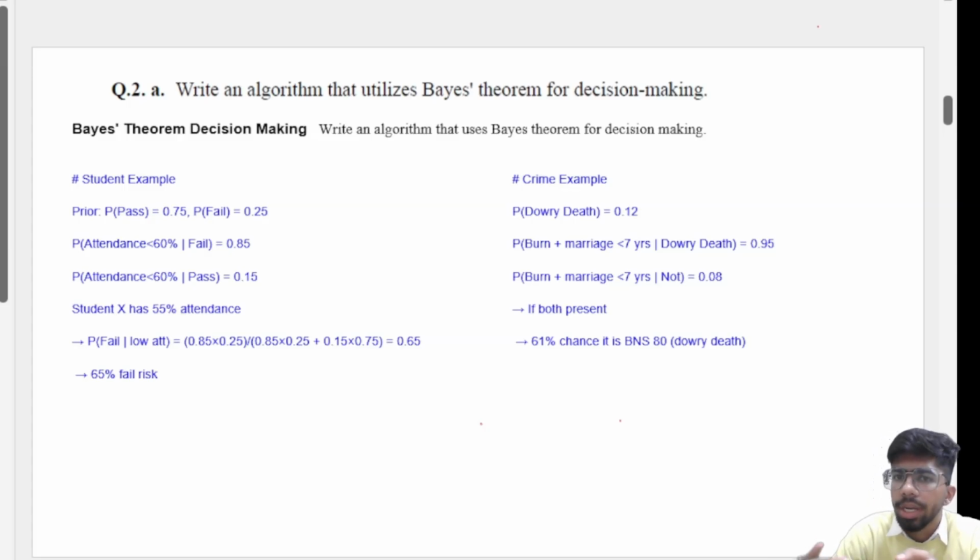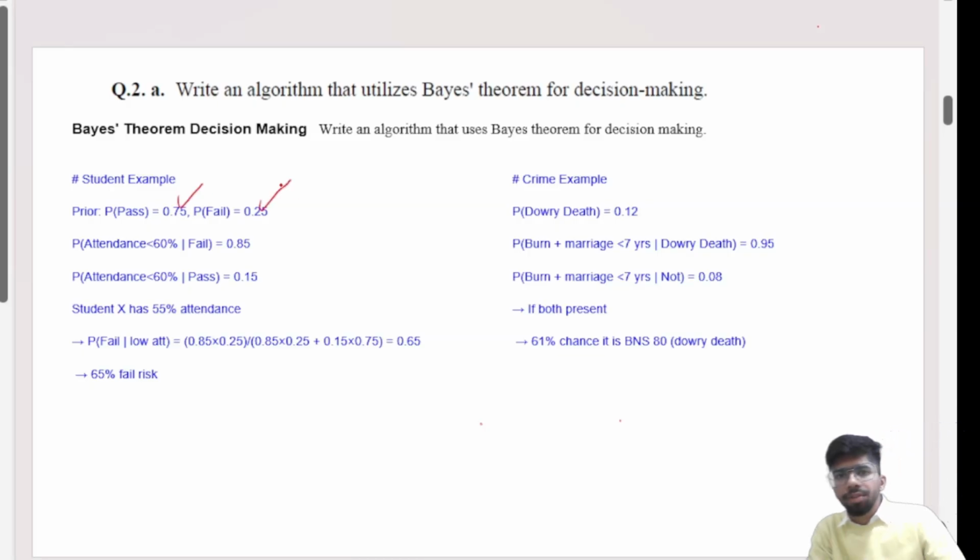Bayes' theorem allows us to update our beliefs about an event after observing some new evidence. The general algorithm goes like this. First step is to define the prior probabilities. These are the initial probabilities before we see any new data. In the student example, the prior probabilities are 0.75 and 0.25 for pass and fail respectively.